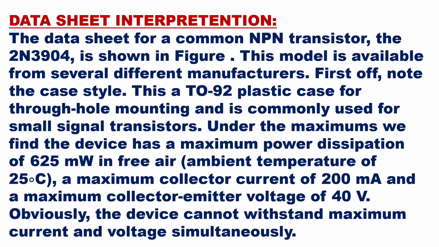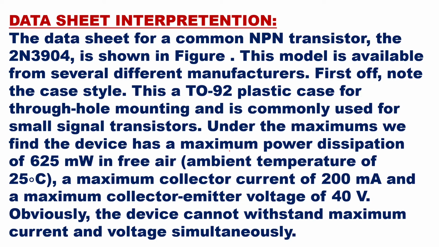Then we'll go to see what we mean by datasheet interpretation. Here the datasheet will be a manual which will be giving you the detailed information of a particular device. Now here in this case we are speaking about transistors, so this manual will give you the detail of that transistor. The data sheet for a common NPN transistor, the 2N3904, is shown in the figure on the next slide. This model is available from several different manufacturers.